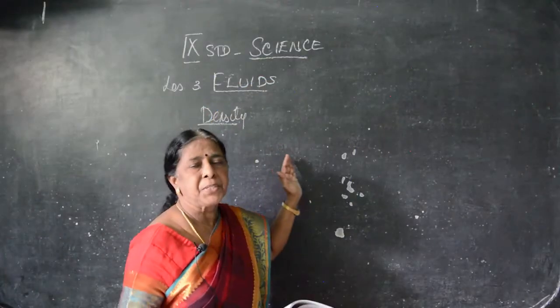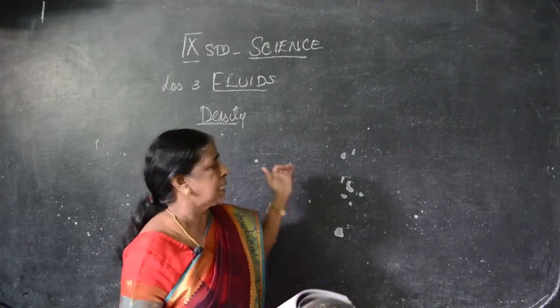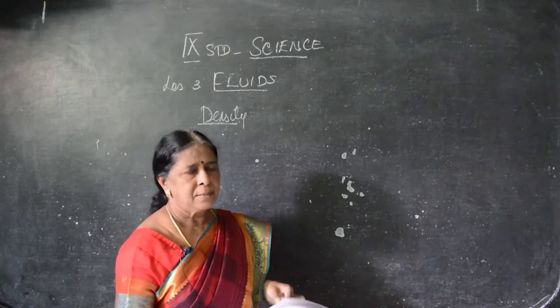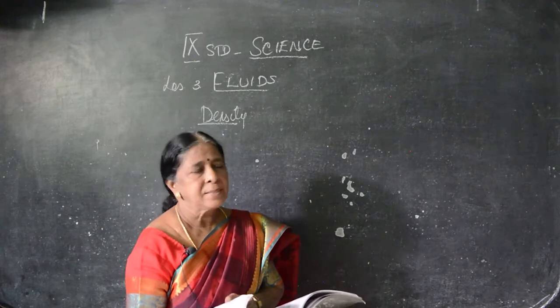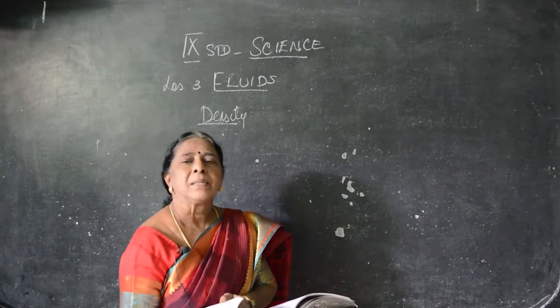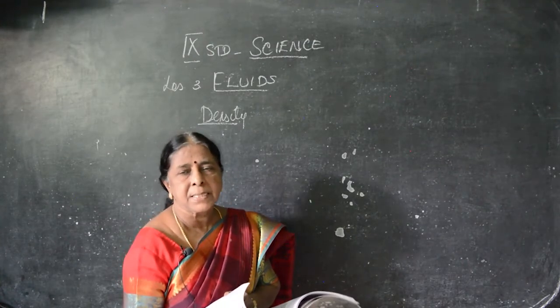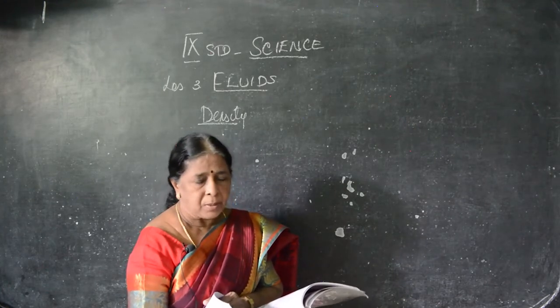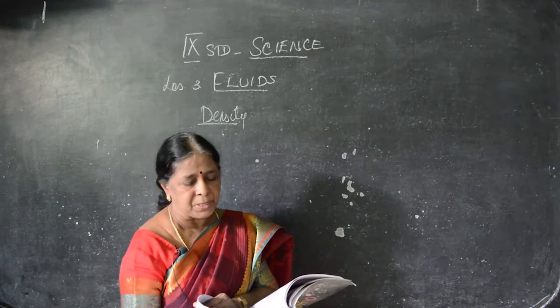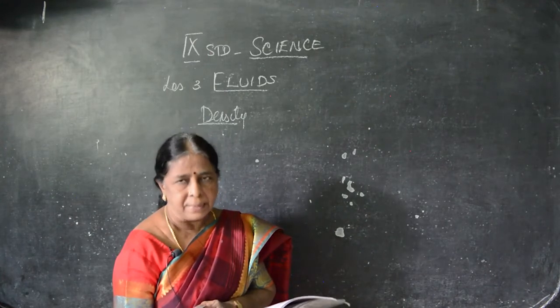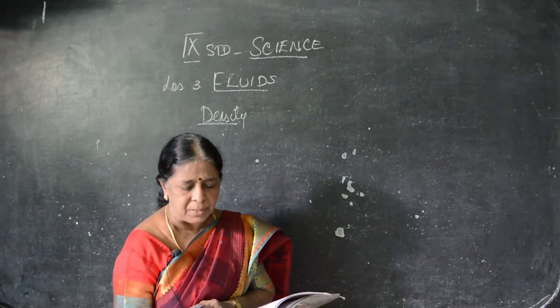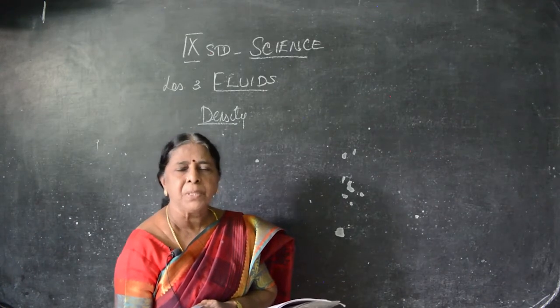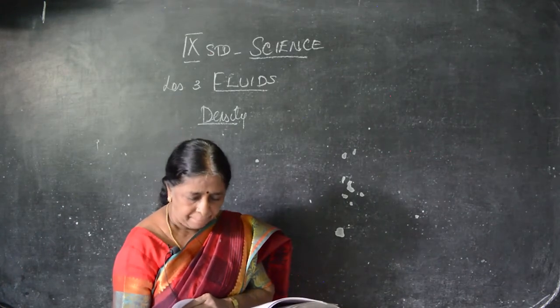Okay, children, let me continue the same lesson. In the previous class we have seen what fluids are. What are fluids? I said gases and liquids are fluids because they can flow. They are acted on by atmospheric pressure, that is thrust and pressure. We have seen the definition of thrust and of pressure. Thrust is measured in Newton and pressure in Newton per square meter.